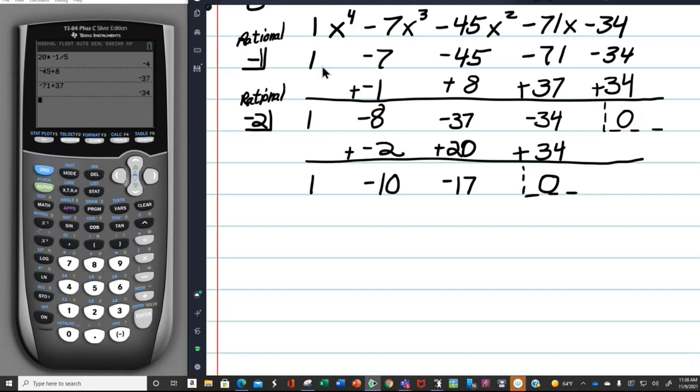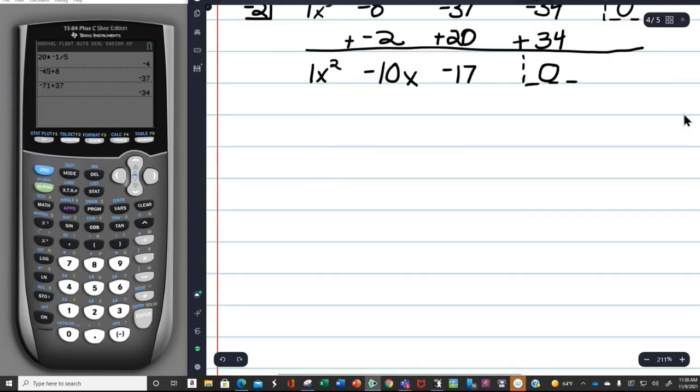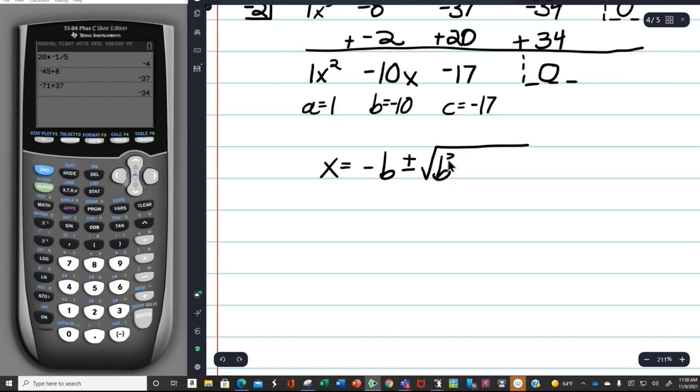And this went from x to the fourth right here, to x to the third, to x squared. So our quotient is x squared minus 10x minus 17, and we are going to solve that. So a equals 1, b equals negative 10, c equals negative 17, x equals negative b plus or minus the square root of b squared minus 4ac all over 2a.